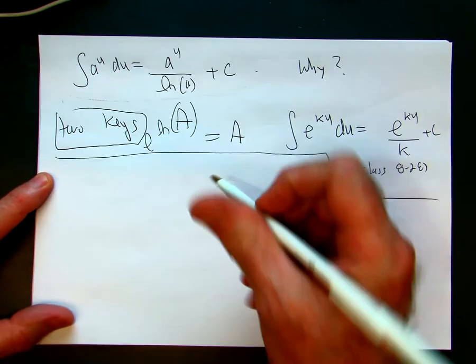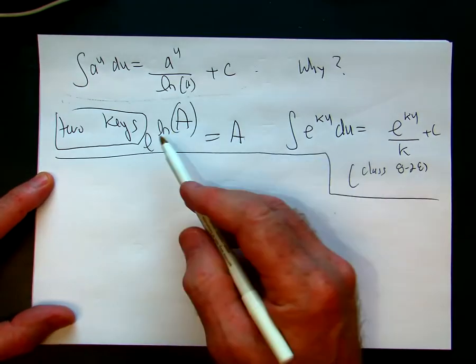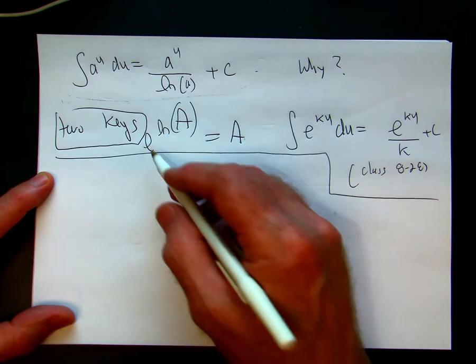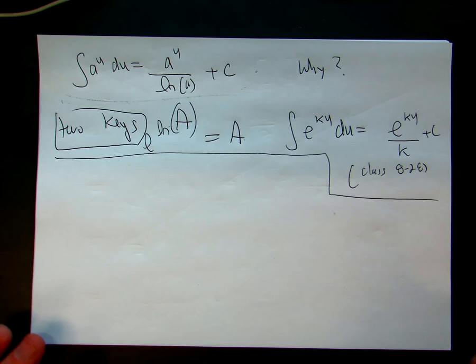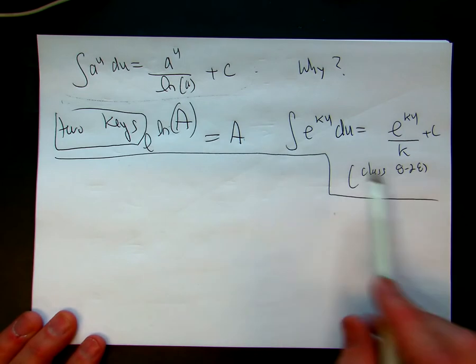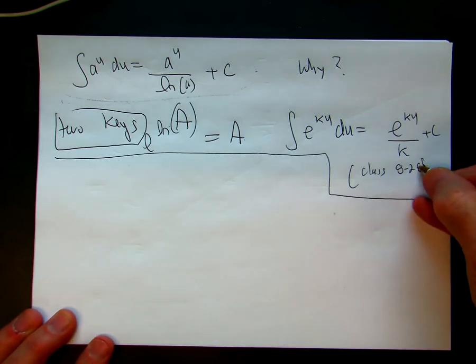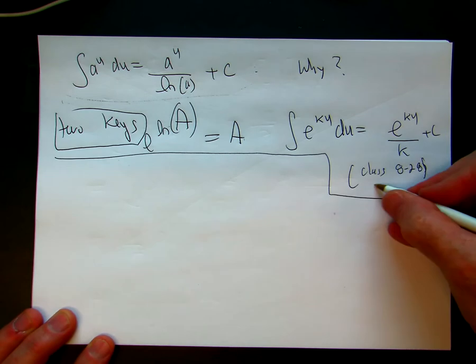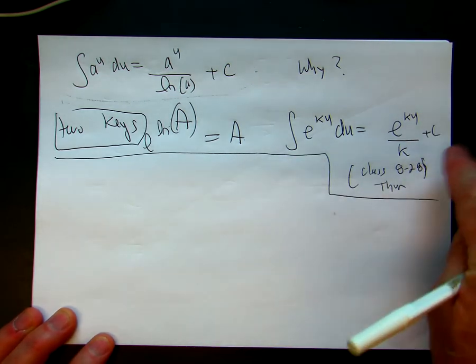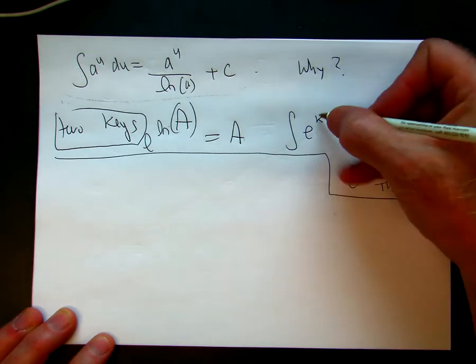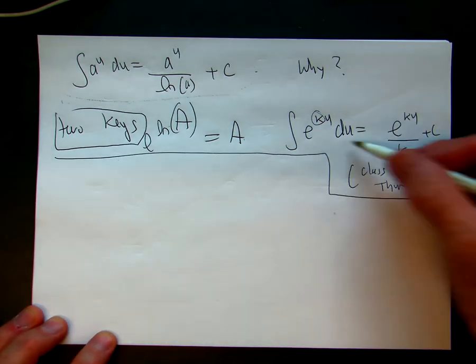The first key is e to the log a is a. In other words, e and the log are inverses. In other words, these cancel if you want to think of it that way, which we talked about in the last video. And the second is the integral from class on Thursday, 8/28, that says the integral of e to the ku du is e to the ku over k plus c. In other words, if k is a constant, when we integrate, we divide.